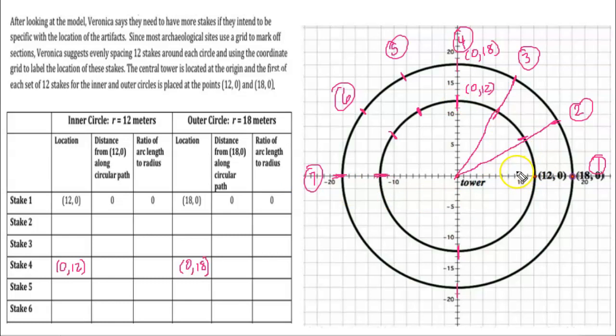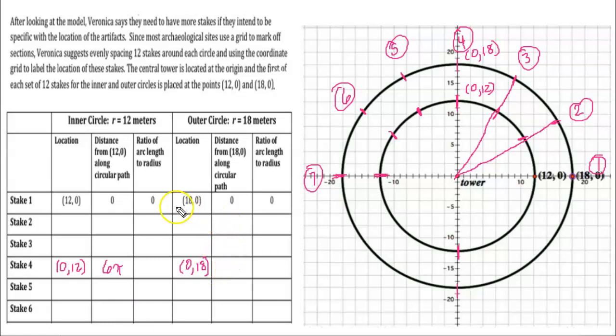We want to know its distance from (12, 0) along the circular path, and we know that's the arc length. So as we're doing the arc length for that little section, we want to find the circumference of the whole circle, and then we can figure out what 1/4 of that would be. So that seems fairly easy. The circumference of a circle is diameter times pi. Since this one has a radius of 12, its diameter is 24, and 24 times pi is 24 pi. And 1/4 of 24 pi is just going to be 6 pi.